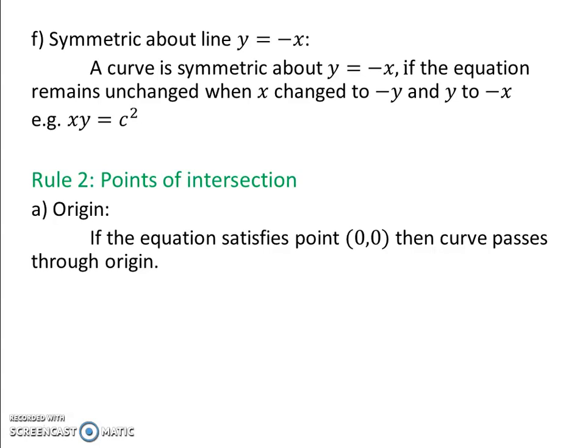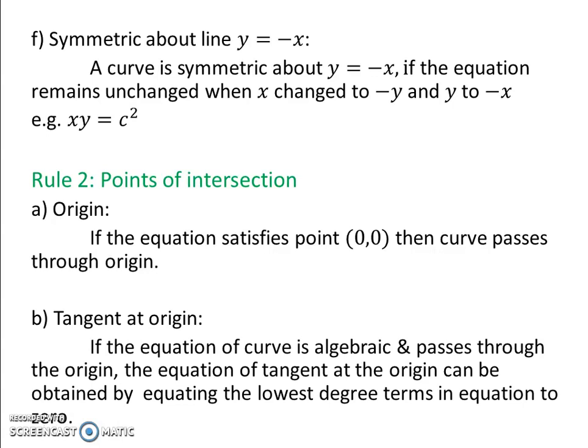So, अगर curve origin से pass हो रहा है, then we are interested in finding the tangent at origin. So, the tangent at origin can be obtained by comparing the lowest degree term in the equation to 0. So, जो भी equation आपको दिया गया है, वो equation को simplify करो. If it is algebraic equation, obviously, then consider the lowest degree term and equate it to 0. That will give you tangent at origin if the curve passes through origin.